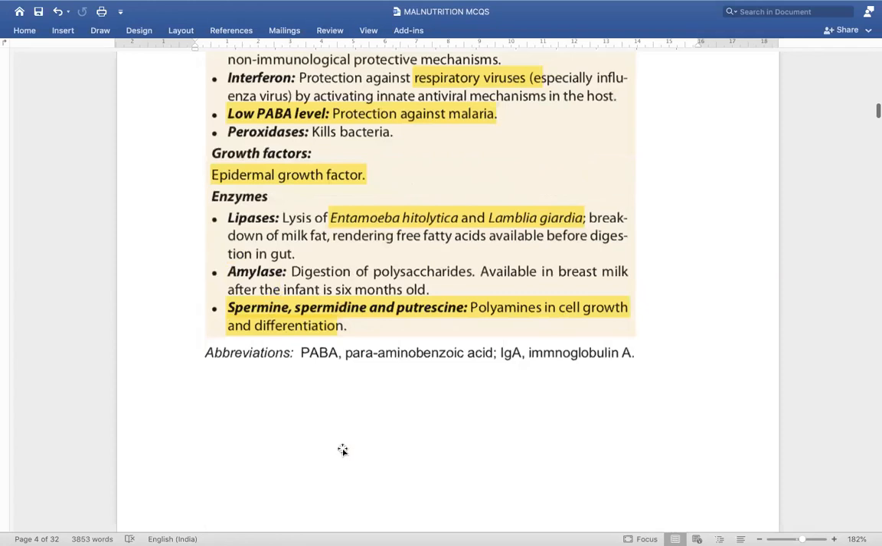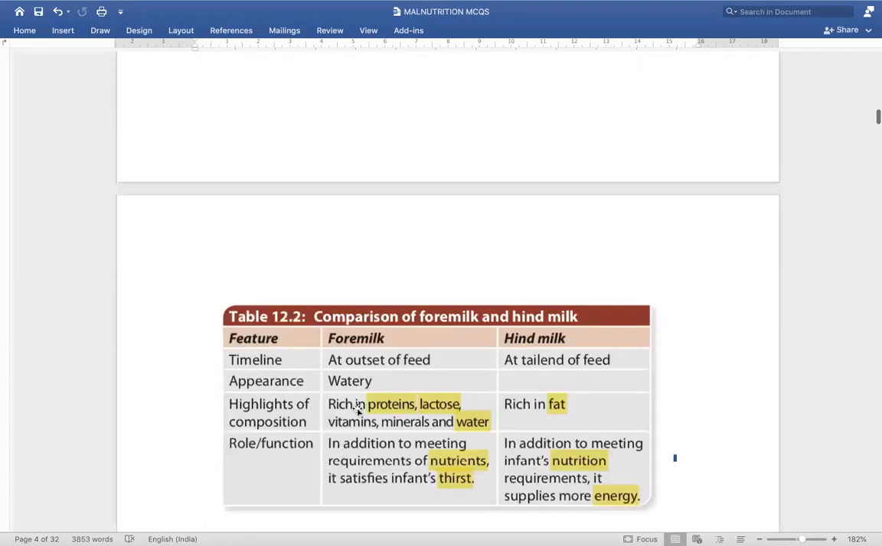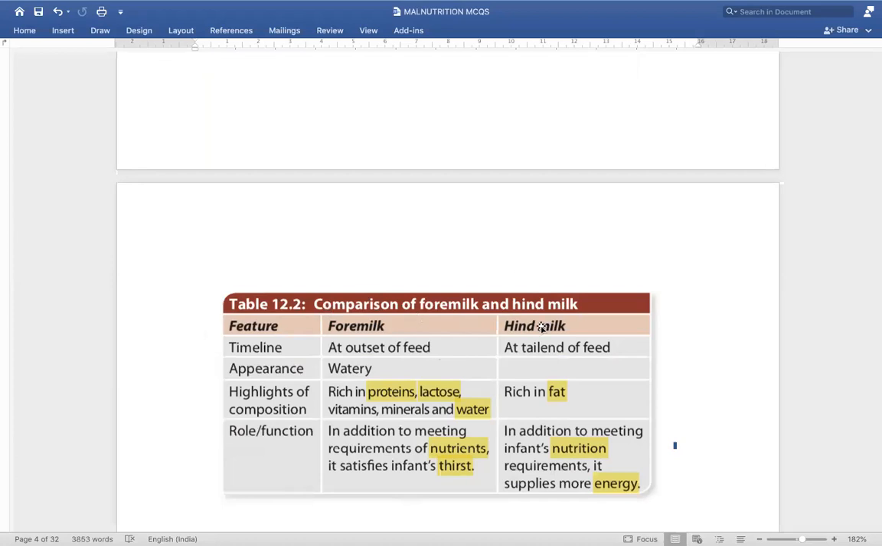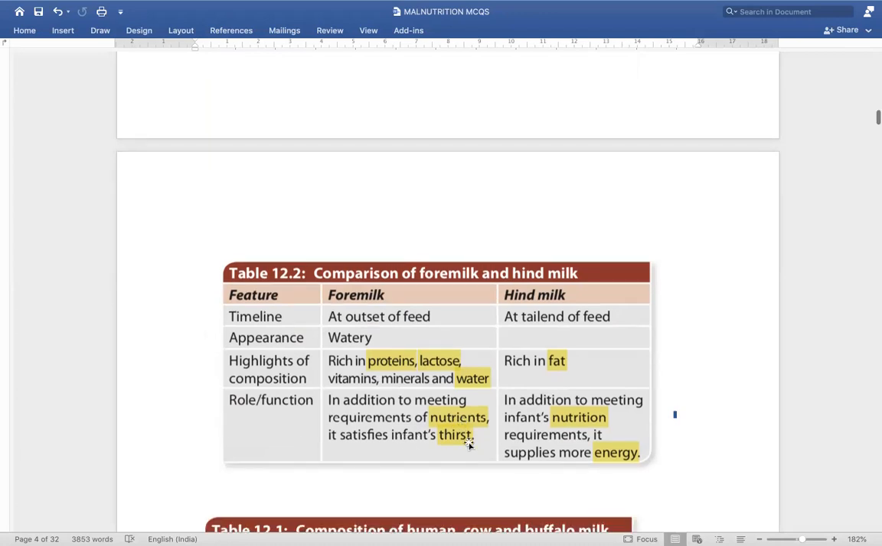Okay. Coming to other breast milk questions, you may need to know the difference between foremilk and hindmilk. Foremilk is what comes initially, for 5 to 10 minutes. It is mainly watery and rich in protein, carbohydrate, vitamins, minerals, and water. Hindmilk is filled with fat. The role of foremilk, in addition to meeting requirements of nutrients, is that it satisfies the infant's thirst. Whereas the hindmilk is the main supplement of energy, and this is what is required for weight gain of the child.